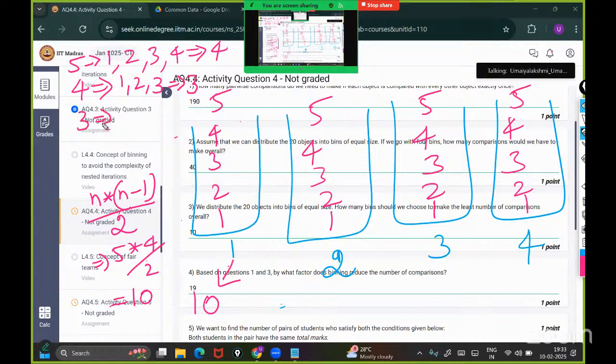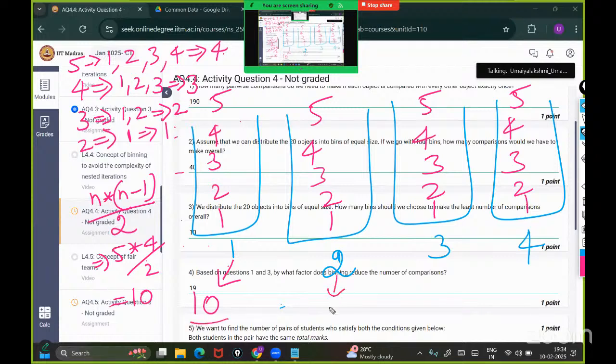So 3 is compared with how many elements? 1 and 2, right? And how many elements is 2 compared with? Only 1. So here the number of iterations is 1. Now add 4 plus 3 plus 2 plus 1. What is the value we are getting? 10. So each bin contains 10 iterations.